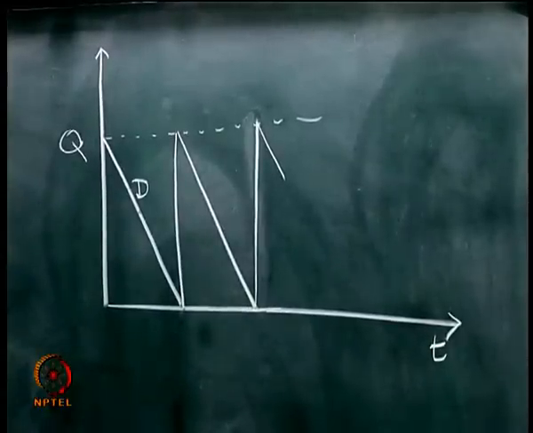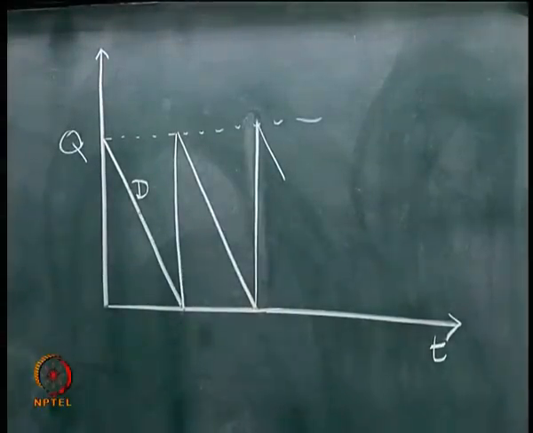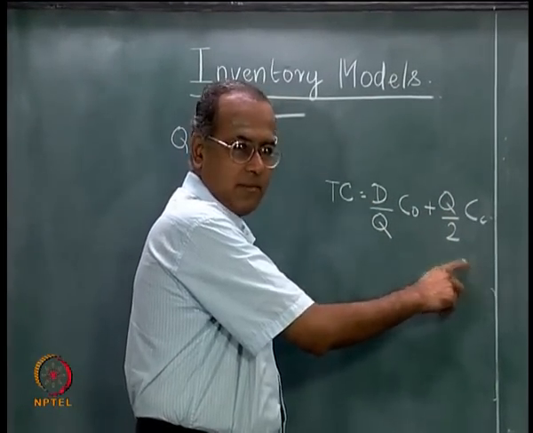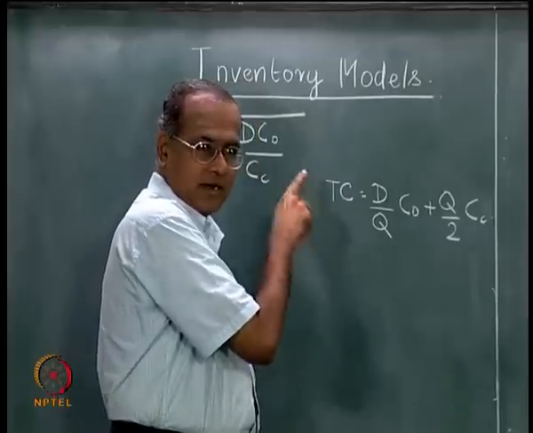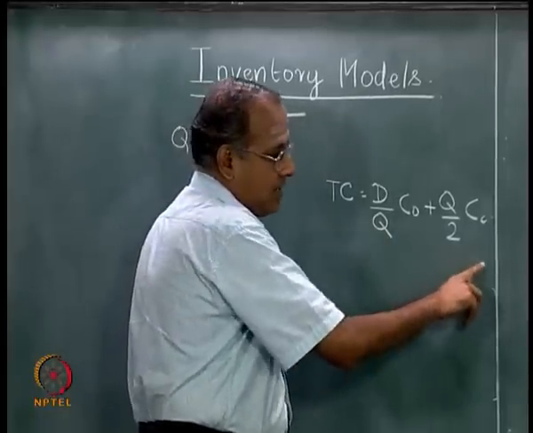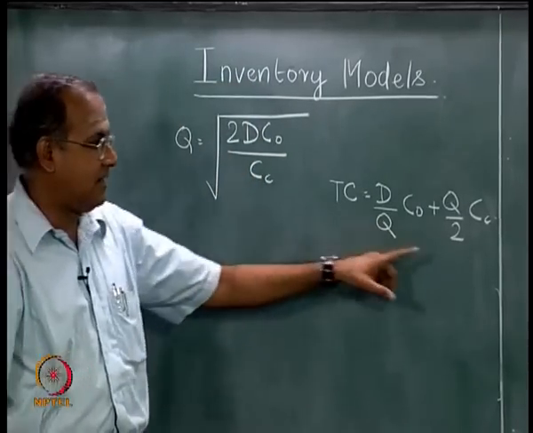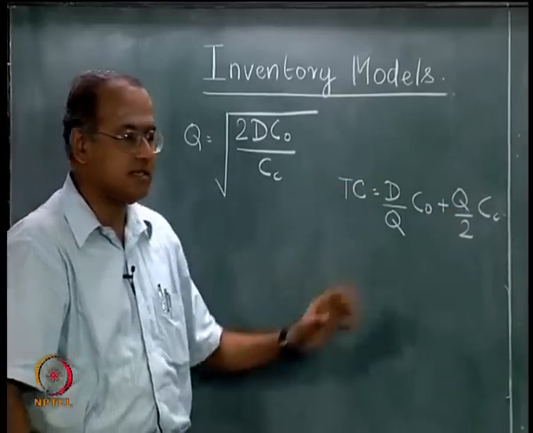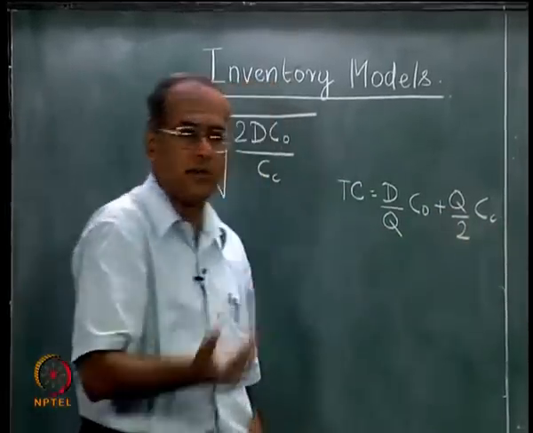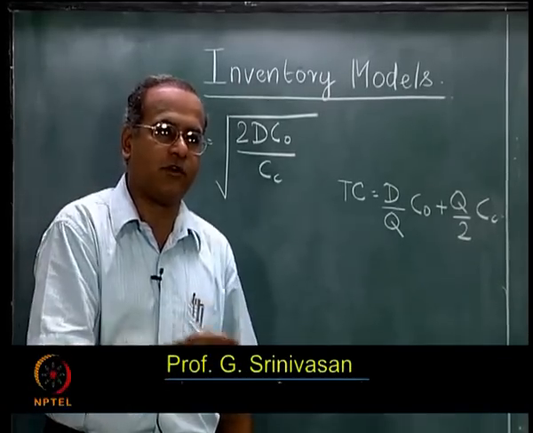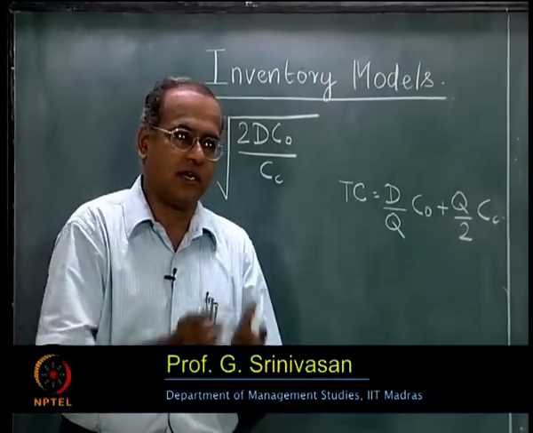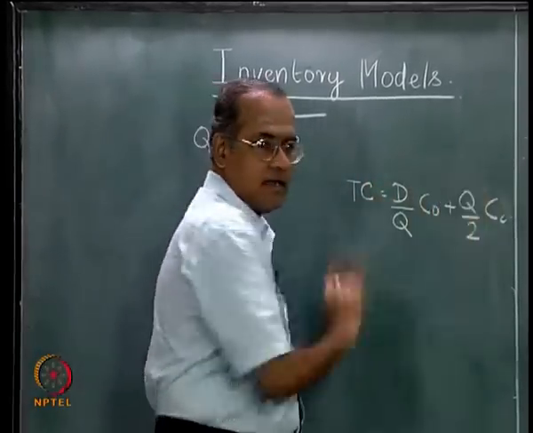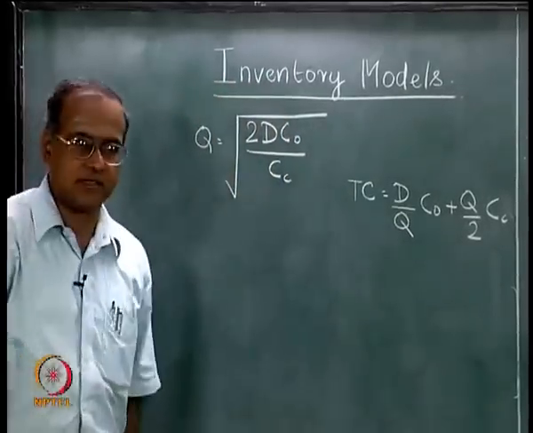We may or may not include the actual cost of the item. We saw in the previous lecture that the actual cost of the item is D into C per year, or per given time period, and it does not depend on Q, the ordering quantity. Therefore, when we differentiate this, the term D into C does not contribute anything, and it is customary to leave out that term, the term that involves the actual cost of the item, and consider only the ordering cost and carrying cost, and then optimize it to get this.